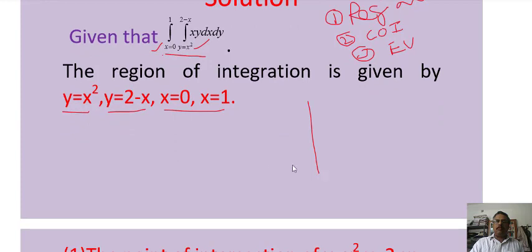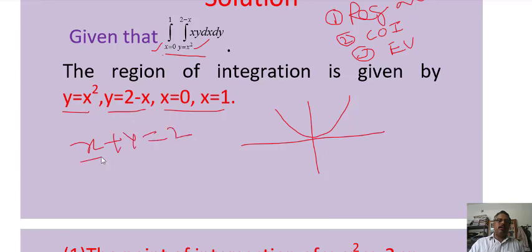Now if you observe this problem, the y limits are x square to 2 minus x. Y equals x square represents a parabola. Y equals 2 minus x is nothing but x plus y equals 2. If you divide by 2, this is the x by a plus y by b equals 1 form. So the x-intercept is 2 and the y-intercept is 2. So this is a straight line, with x-intercept 2, 0 here and 0, 2 here.